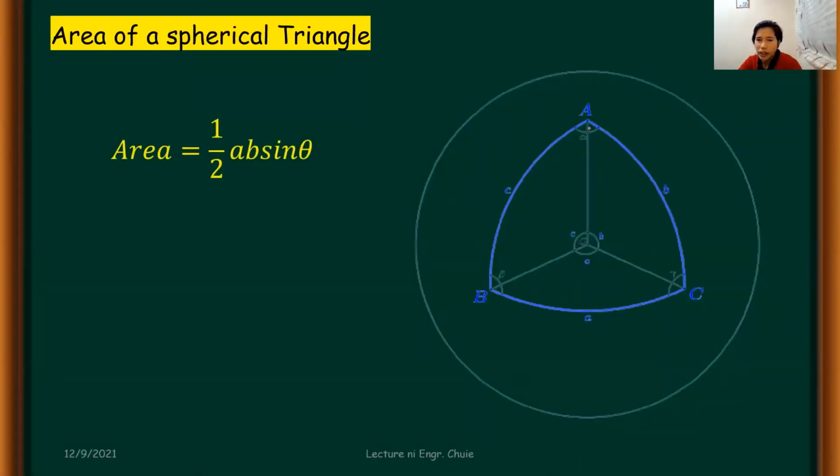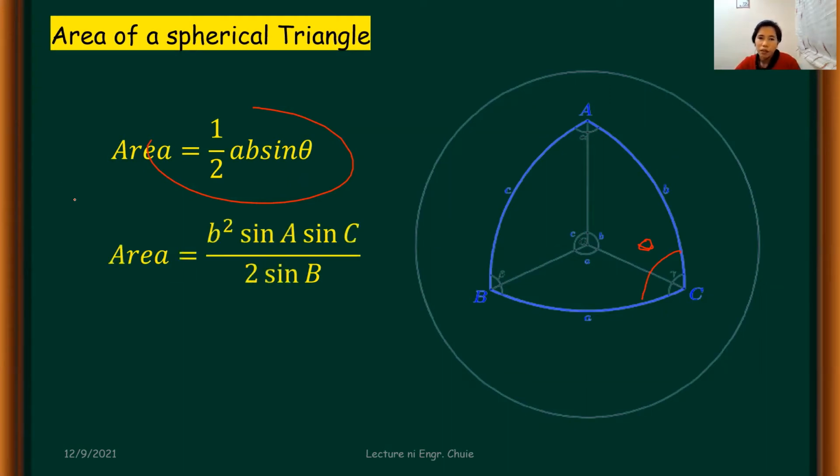So we can compute the area of this spherical triangle by applying the same formulas as in plane trigonometry, as long as we have the angle. So let's say we have 1/2 ab sine theta, where this is our angle theta. We can compute the area of this triangle by this formula. We also have another formula to compute the area of the triangle: b squared sine A sine C over 2 sine B.